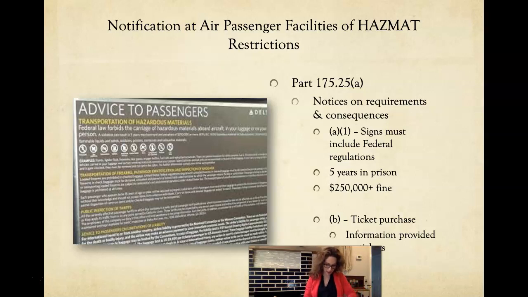Oh, here's what I wanted to tell you guys. Go to paragraph A1. Federal law forbids the carriage of hazardous materials aboard aircraft in your luggage or on your person. A violation can result in 5 years imprisonment and penalties of $250,000 or more.